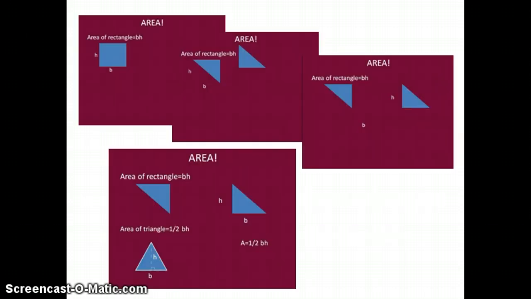I started by giving them the area of a rectangle, base times height, and then I did this cool thing where I had half of the rectangle move so that they're two triangles, and therefore showing them that the area of a triangle is half of the area of a rectangle, so it's 1/2 base times height.